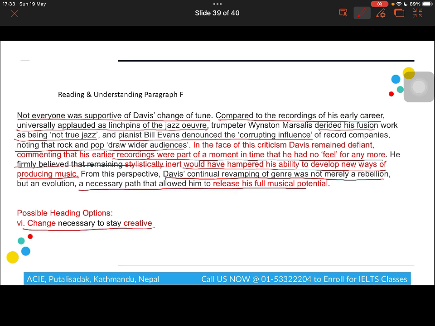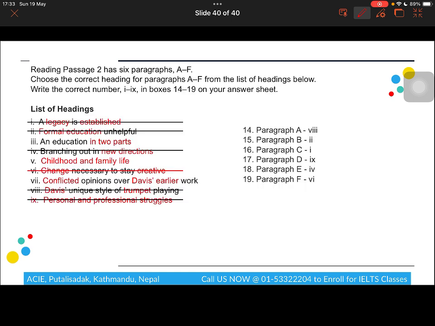Because he kept on changing, and he believed that if he did not change, he would be inept in his creativity, this word actually gives us our answer. Stylistically inert, and the ability to develop new ways, is another rephrasing for the word creative, and hence this is going to be our perfect heading for this paragraph.